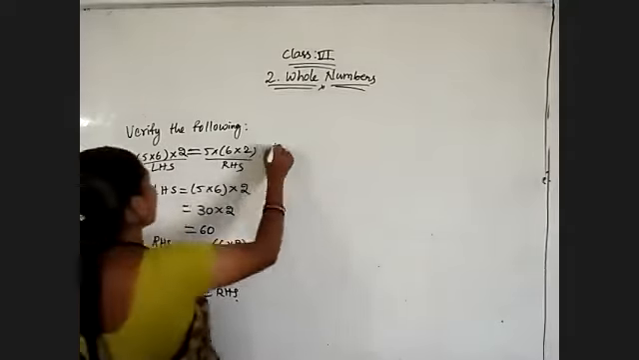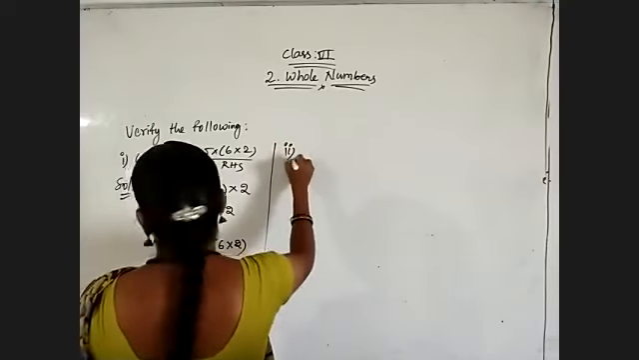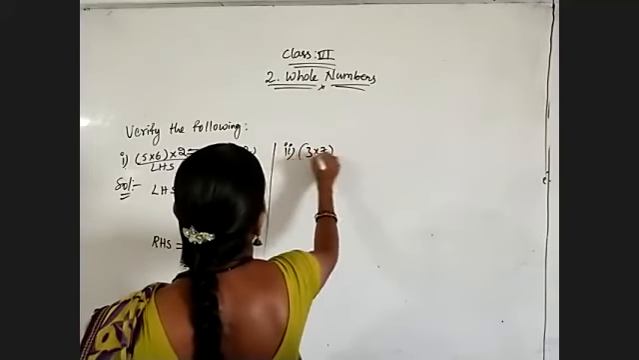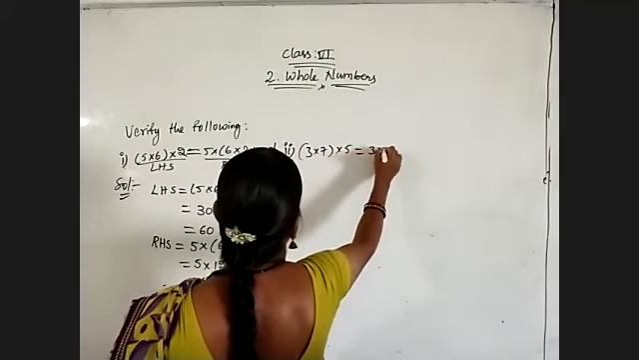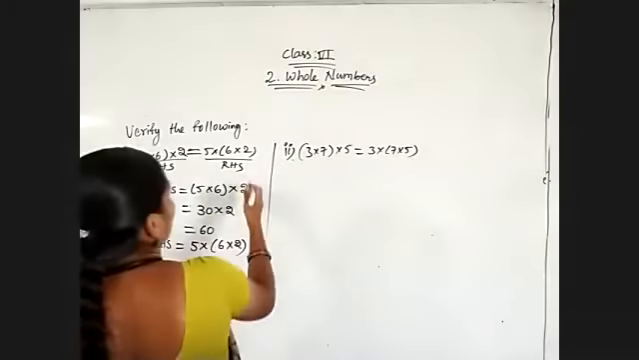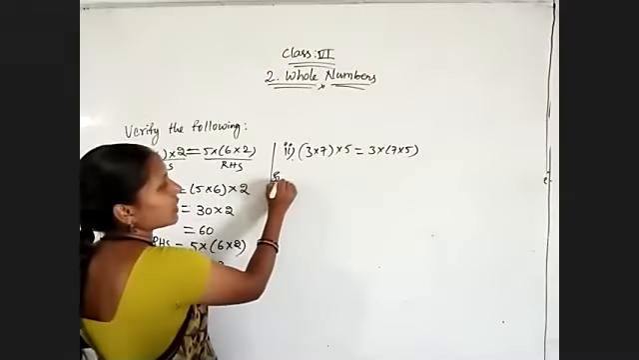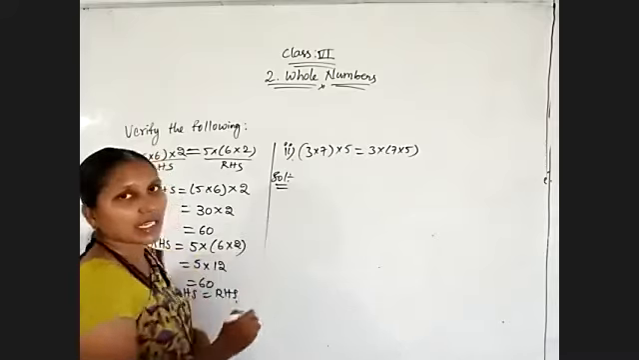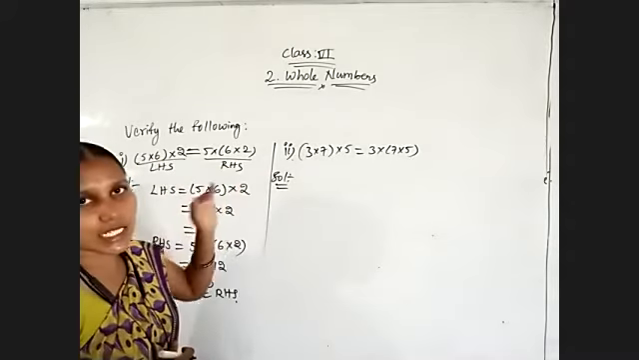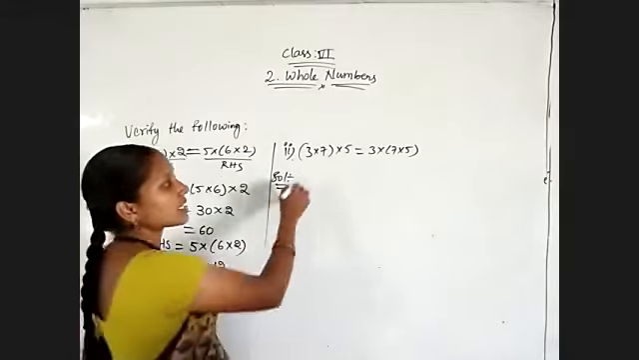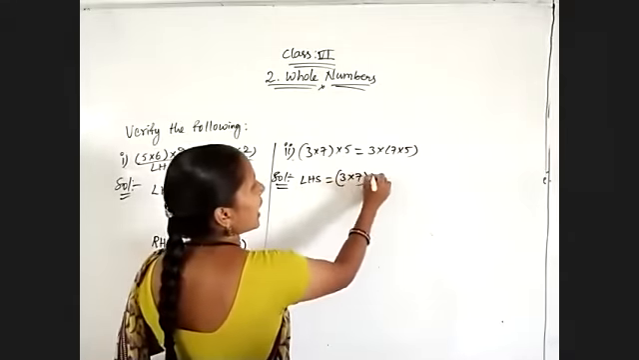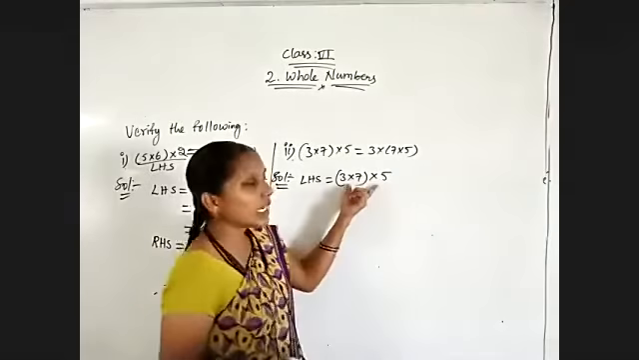Now coming to the second one. 3 into 7 into 5 is equal to 3 into 7 into 5. Okay, now again, what is the LHS of the equation? Verification is nothing but checking. So whenever we go for checking, check whether LHS is equal to RHS or not. That's all. What is the LHS for this problem? 3 and 7 are combined together and 5 is alone. All are having into only.